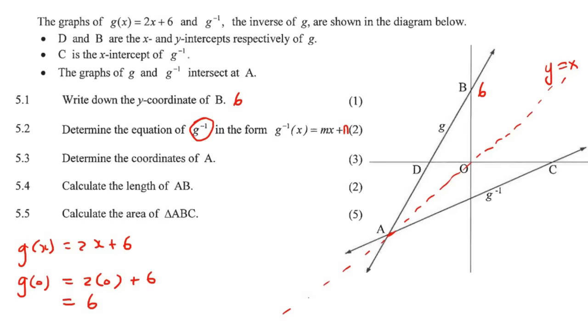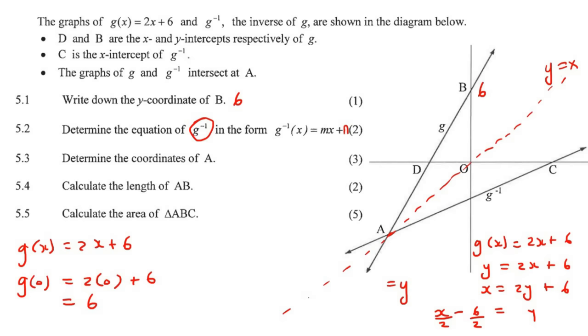We've got g of x equals 2x plus 6. I like to just write it as y equals 2x plus 6. Step 1, switch x and y around. Step 2, get y by itself again. So we take the 6 over, so we have x minus 6 equals 2y, and then we divide everything by 2. Then we can simplify, so y equals a half x minus 3. So they want us to write it as g minus 1 of x equals a half x minus 3.